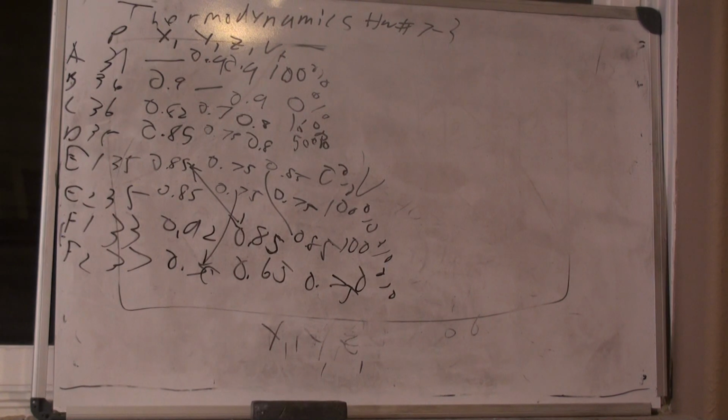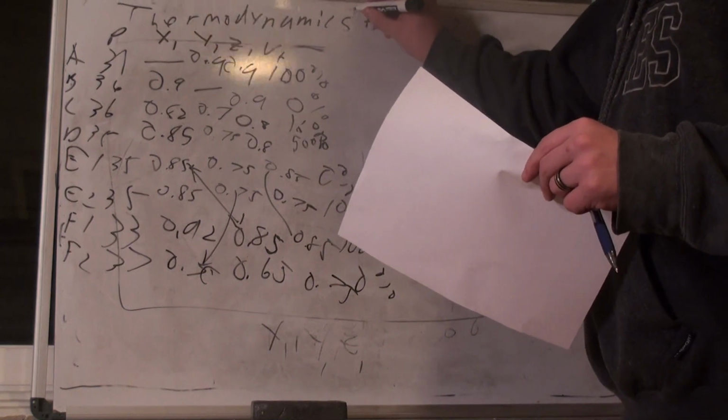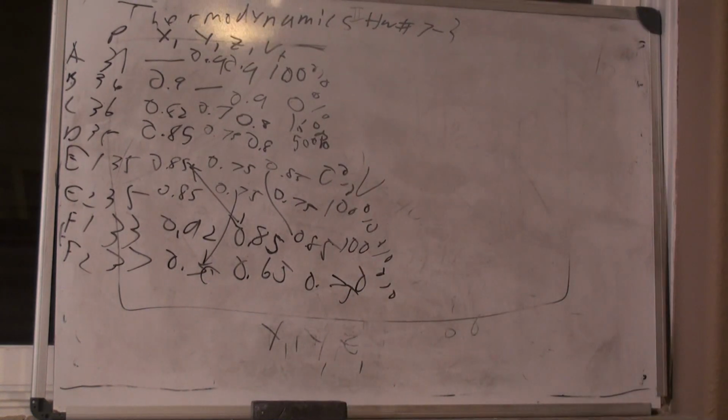Welcome back. We're doing homework number 7 in Thermodynamics 2 at South Dakota School of Mines and Technology. This is problem number 3. Homework number 7 is associated with flash. So problem number 3 is actually the third part of a 3-part problem.